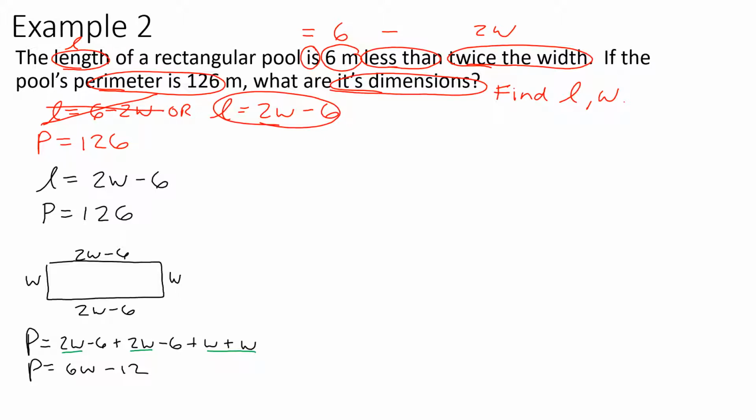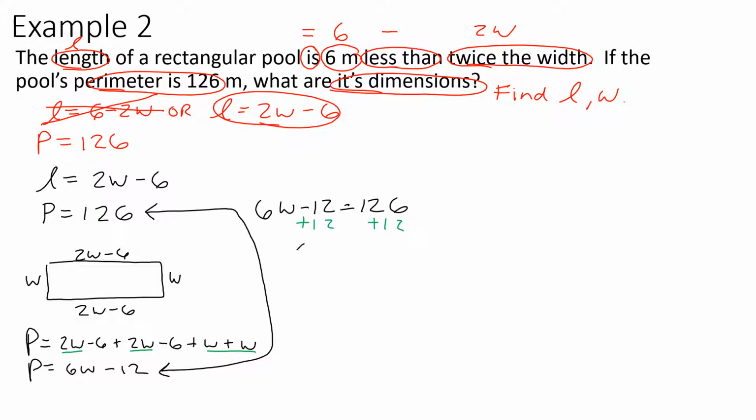Now I know two things about the perimeter. I know that the perimeter is 126 and that the perimeter equals 6w minus 12. So if I combine those two statements, I get 6w minus 12 equals 126. I like that statement because it only has one variable in it, w. I can solve that equation for w, and that's what I'm going to do. So I'm going to add 12 to both sides.